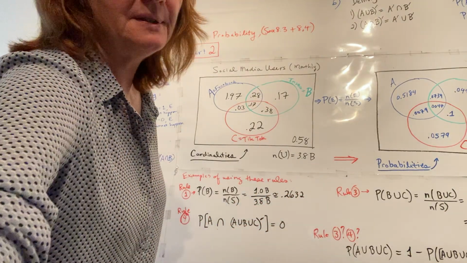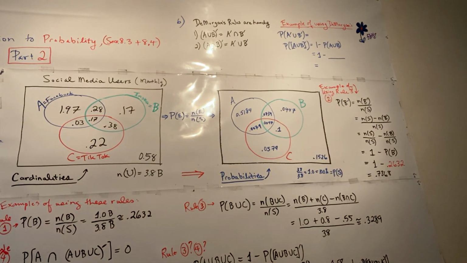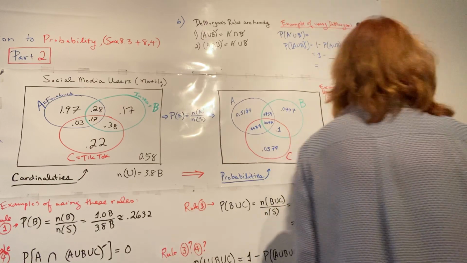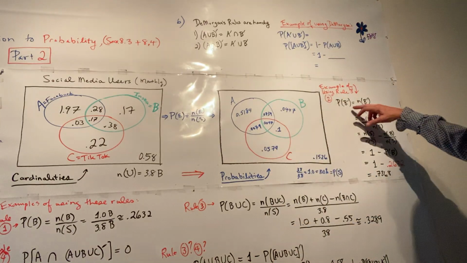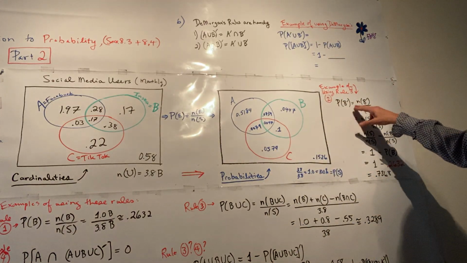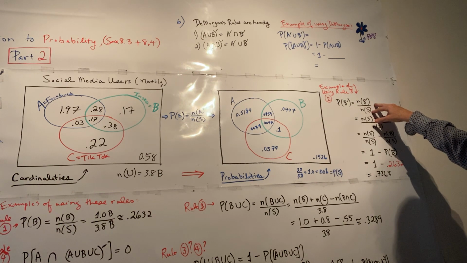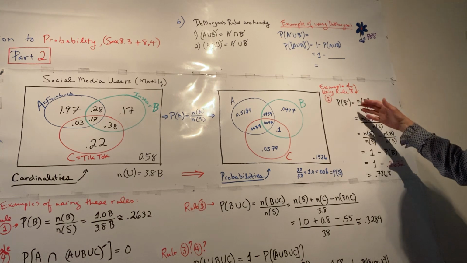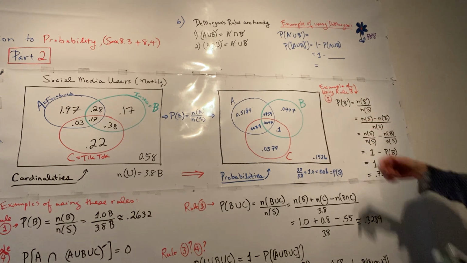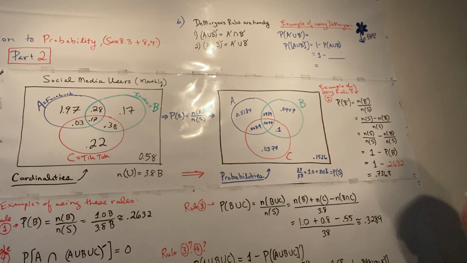Well, then the probability of B complement is easy enough to find using rule 3. The probability of B complement will just be the number of things in B complement over the number of things in S. I'm explaining why the rule is the way it is. Why is this rule 3 here?